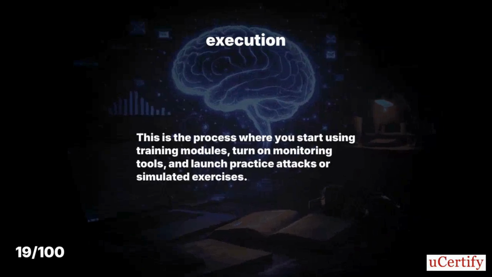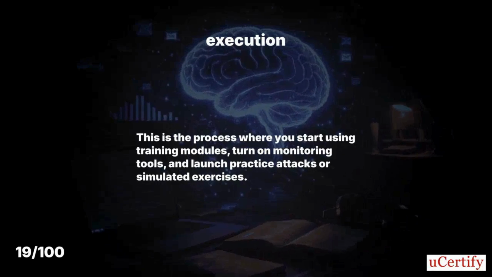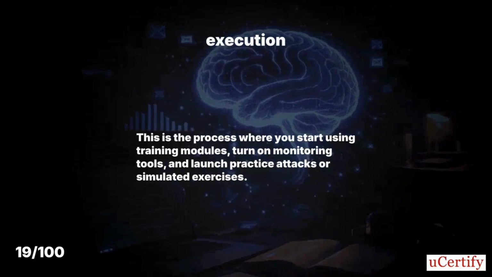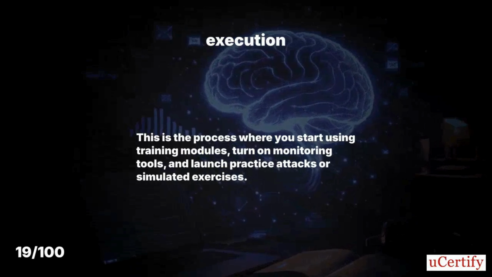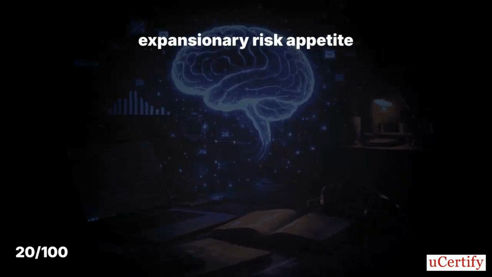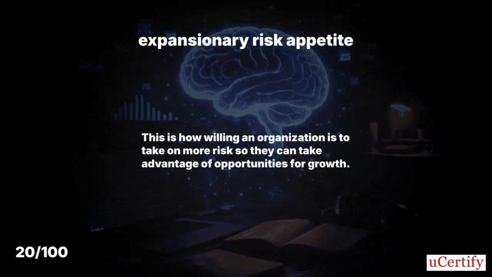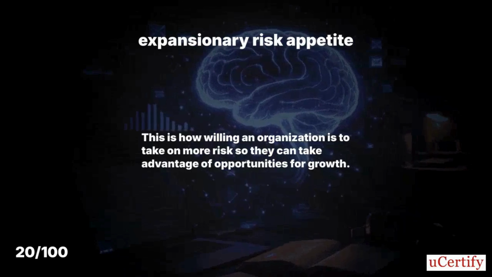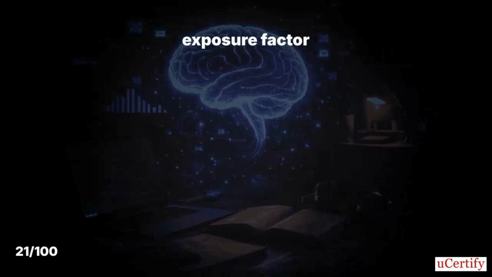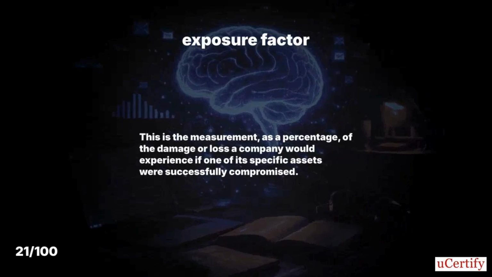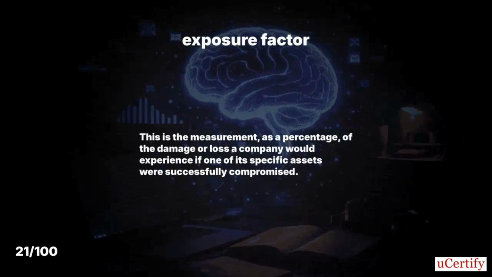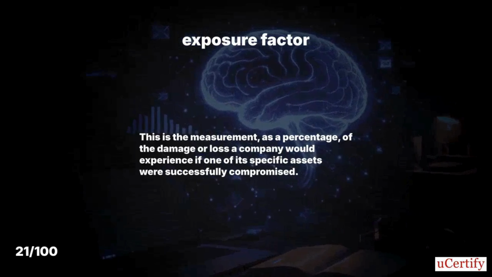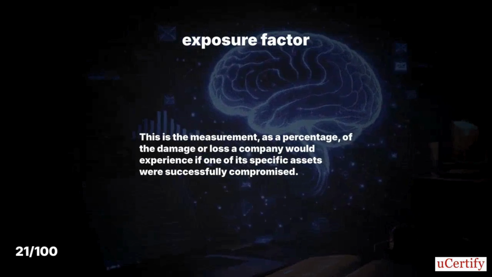Execution. This is the process where you start using training modules, turn on monitoring tools, and launch practice attacks or simulated exercises. Expansionary risk appetite. This is how willing an organization is to take on more risk so they can take advantage of opportunities for growth. Exposure factor. This is the measurement as a percentage of the damage or loss a company would experience if one of its specific assets were successfully compromised.